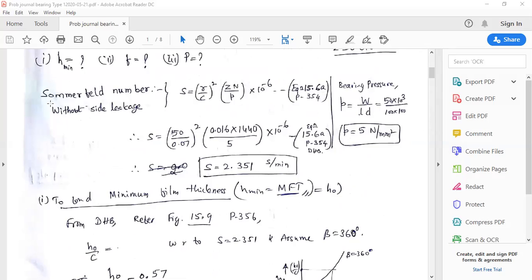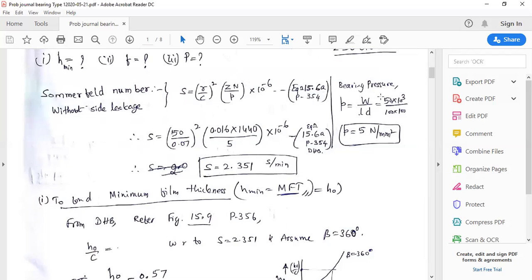Without side leakage, the Sommerfeld number is to be calculated, assuming there is no side leakage. So S is equal to (r by c) whole squared into (Zn by p) into 10 raised to minus 6, and this is available in the data handbook, equation number 15.6a, page number 354. By using this equation, you have to calculate the Sommerfeld number.